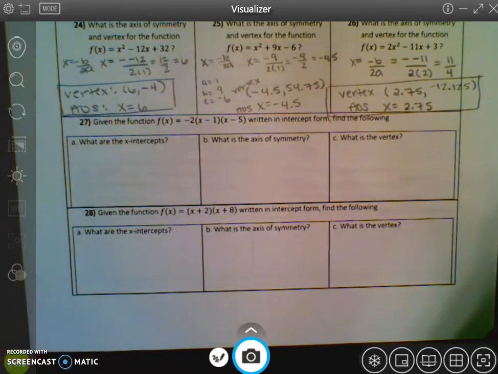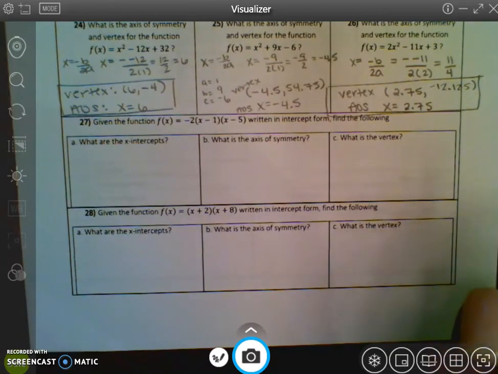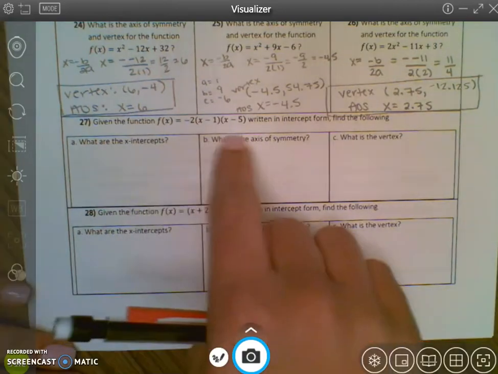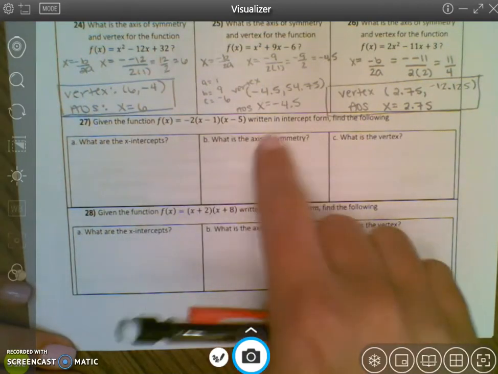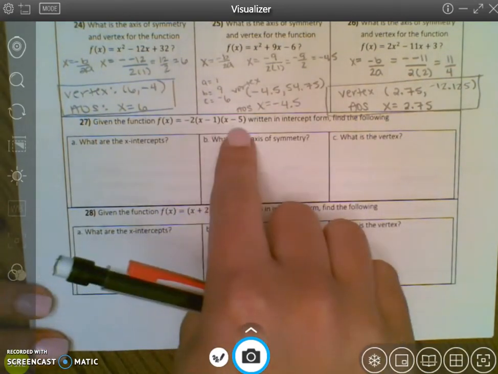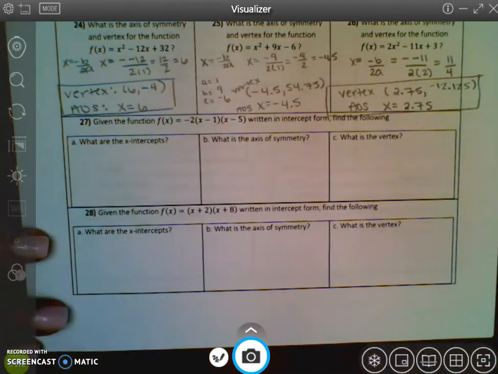Okay, this is the video for the rest of the Unit 5C review packet. All right, so number 27, given the function, written in intercept form, find the following. Okay, so when it's in intercept form, it gives you the x-intercepts right off the bat.